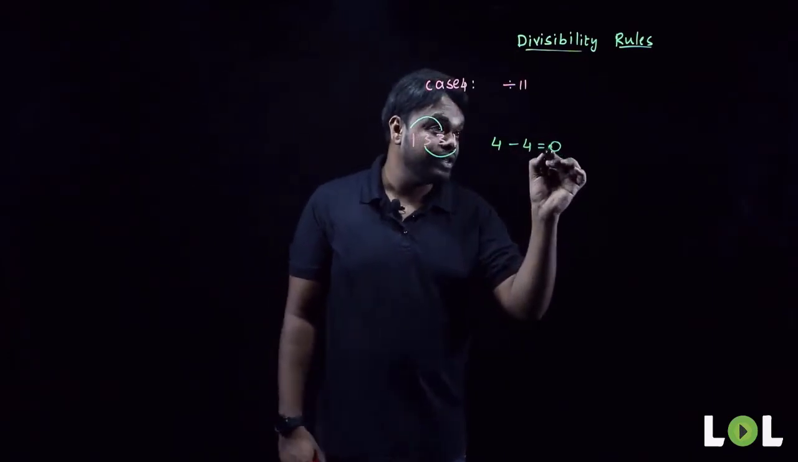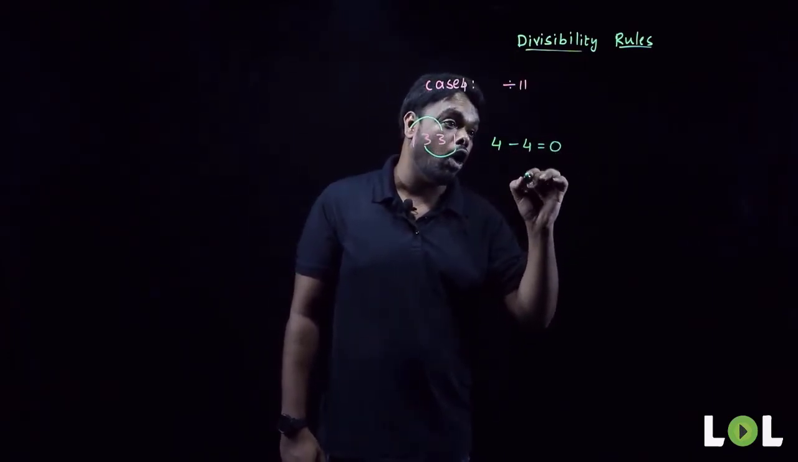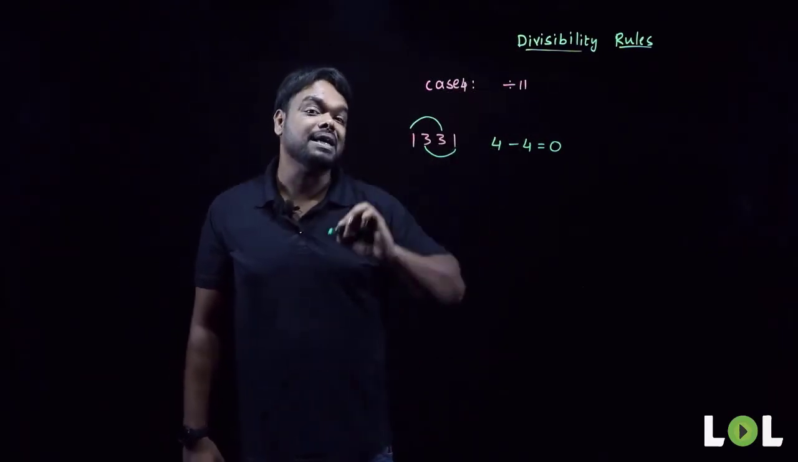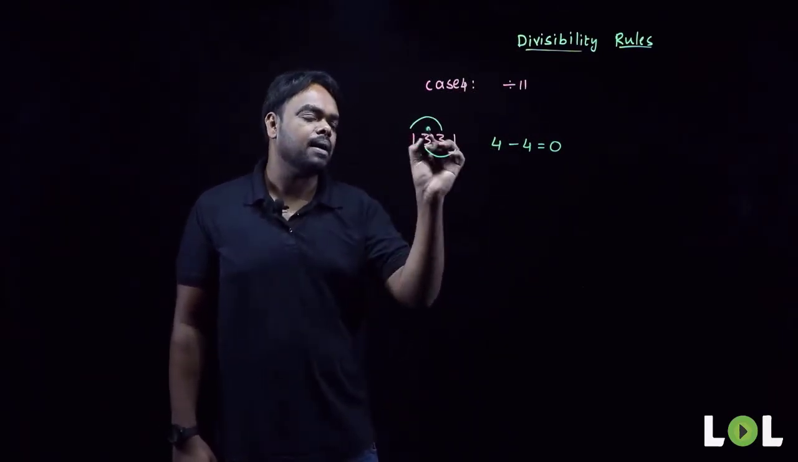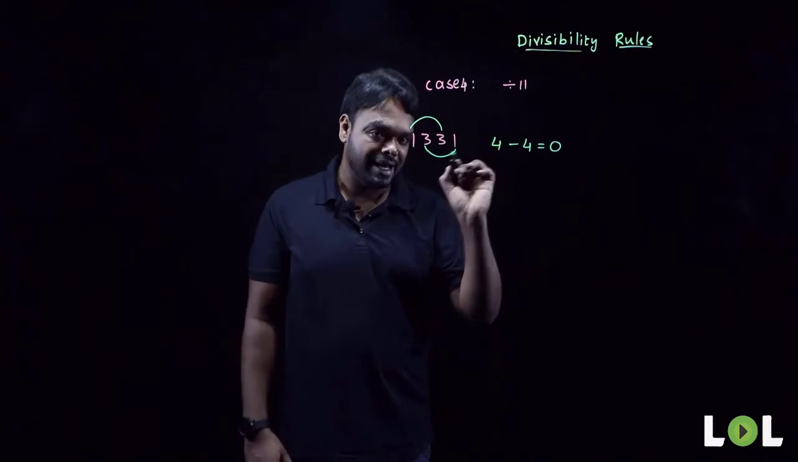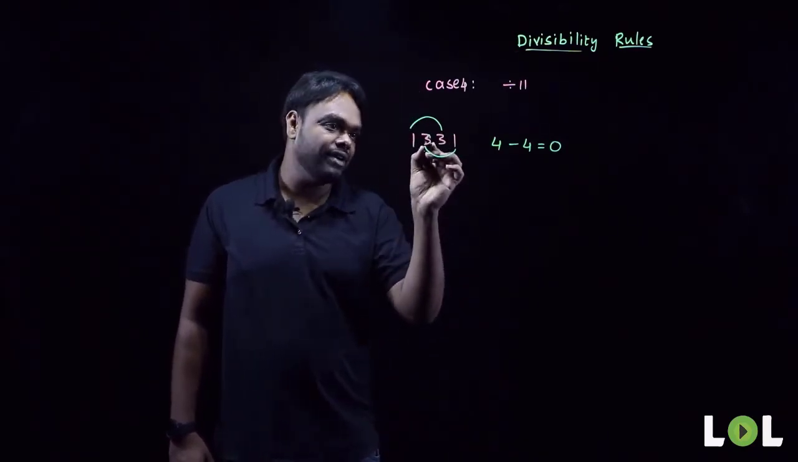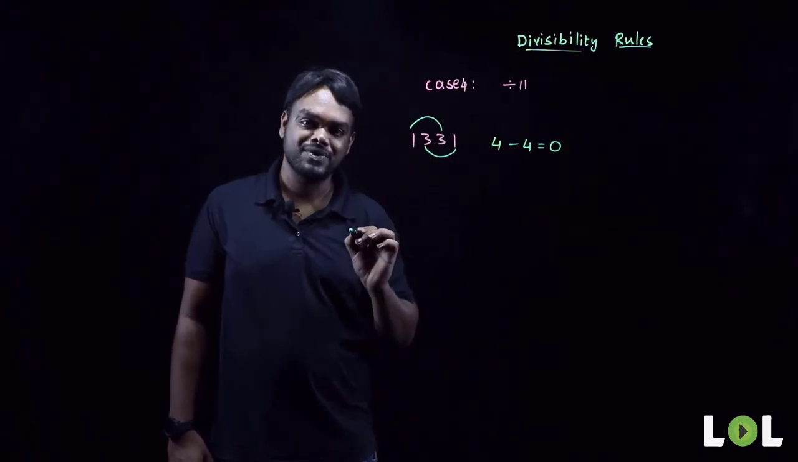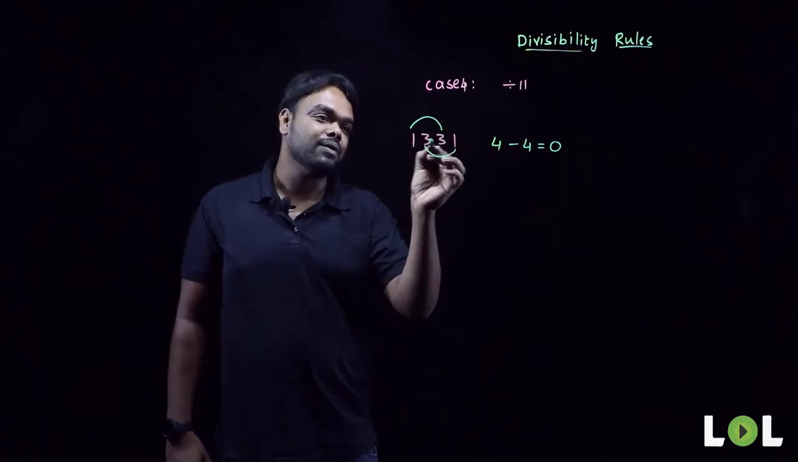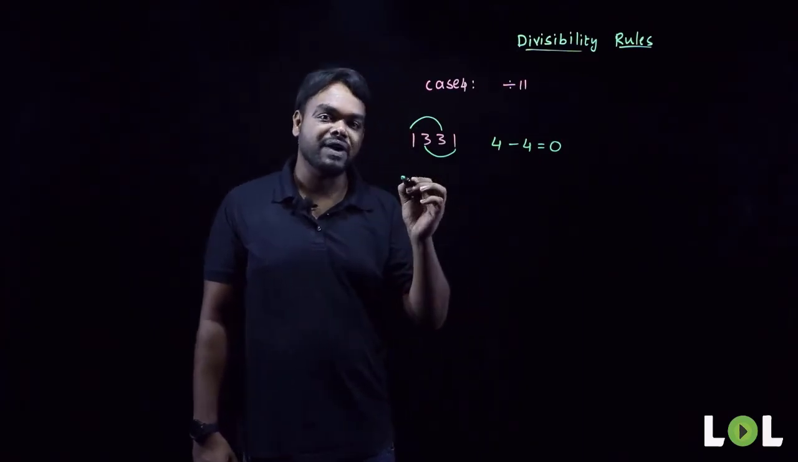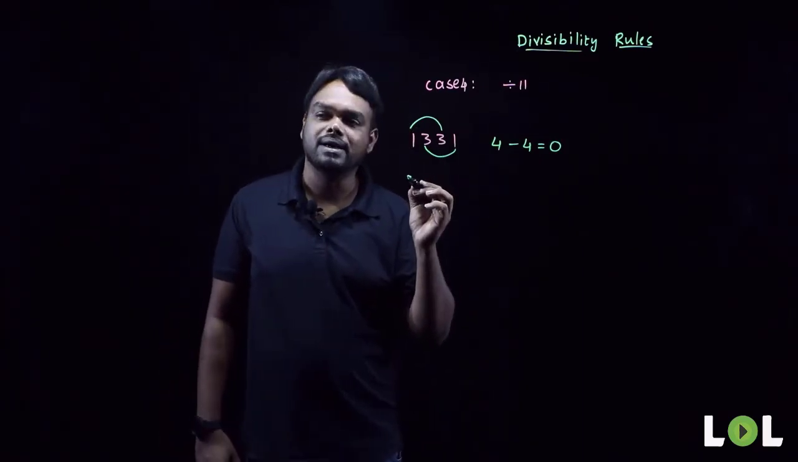Now if this difference is 0 or it can be 11, 22, 33 or any multiple of 11, then that number must be divisible by 11. If you want, you can cross verify it. 11 ones 11, 11 twos 22, again 11 ones. So 11 into 121 should give us 1331.